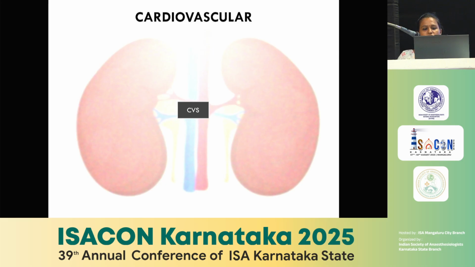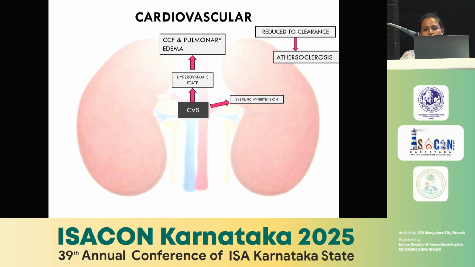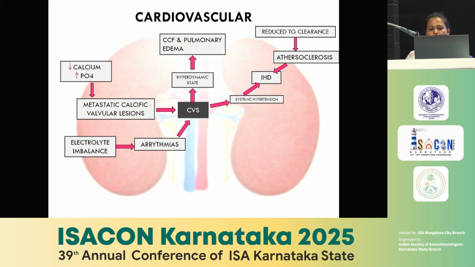On the cardiovascular system, it is a hyperdynamic state because of chronic systemic hypertension, anemia, and fluid overload status, leading to congestive cardiac failure and pulmonary edema. On top of that, there is reduced triglyceride clearance, atherosclerosis, and more chances of developing ischemic heart disease. Because of hypocalcemia and hyperphosphatemia, there is increased metastatic calcific valvular deposition leading to various valvular lesions and development of fatal arrhythmias because of hyperkalemia.